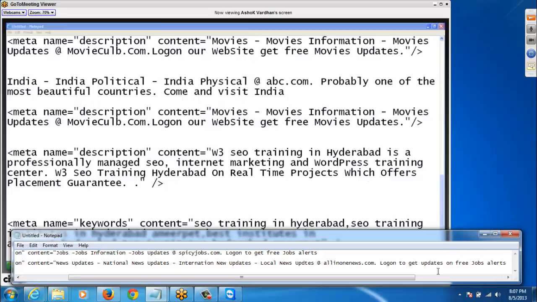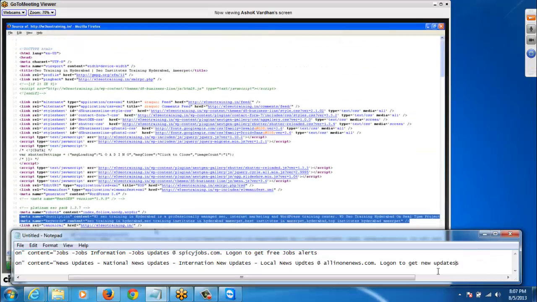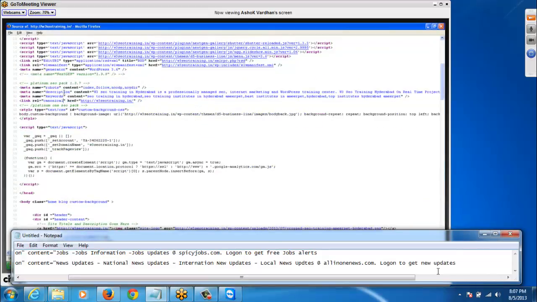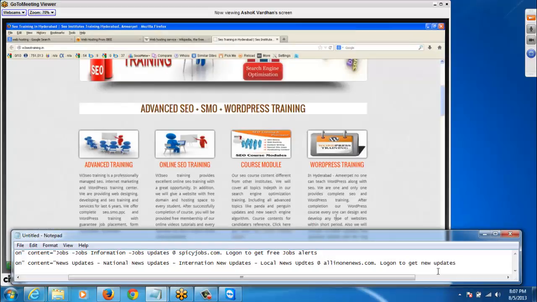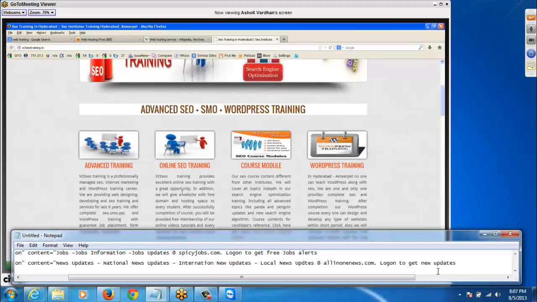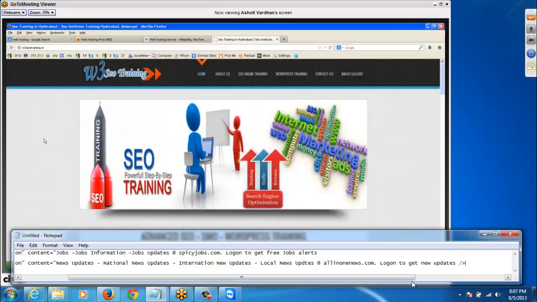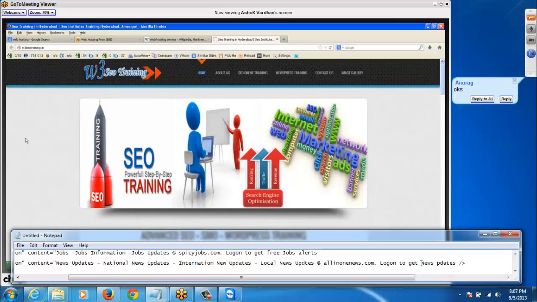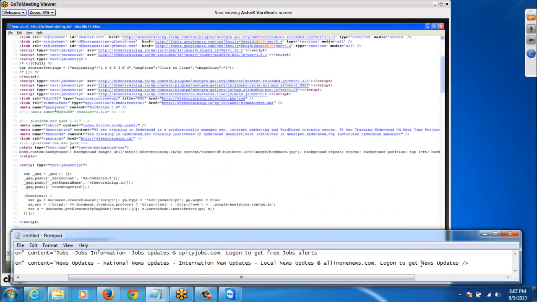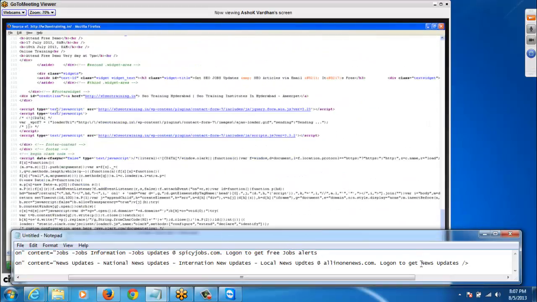How can you change, Anurag? This one is source code only. If you want to change any meta tags, we need cPanel details or WordPress username and password. Otherwise, it's very difficult to change title, description, keywords. For observation purpose only, we can check. This is source code.